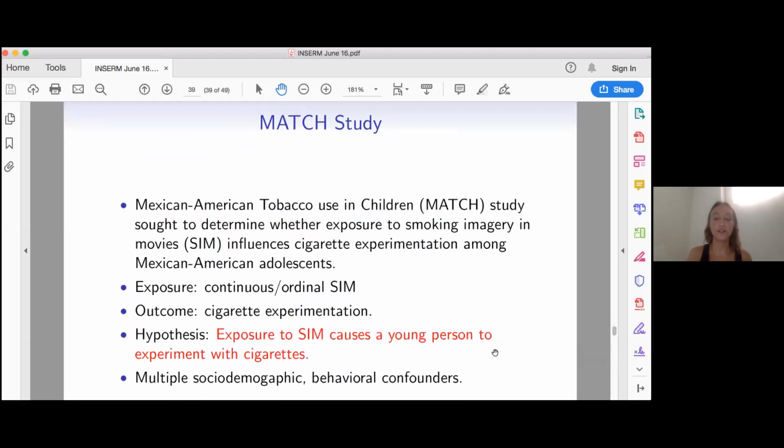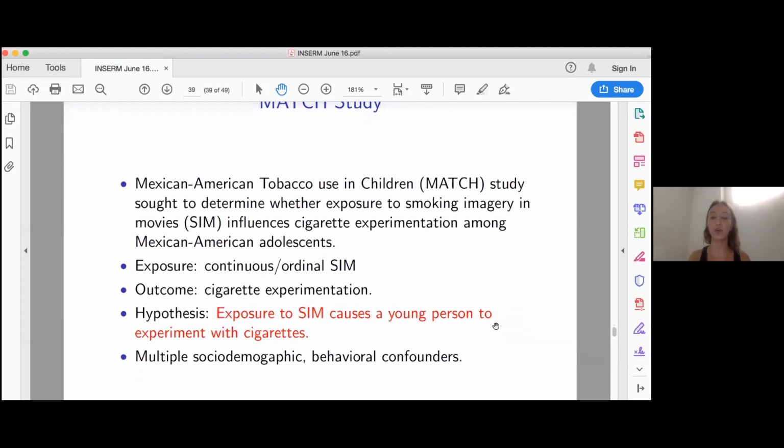So let's apply it to a large epidemiologic cohort that had an exposure that was ordinal. We have a local study at our school. It's a Mexican-American tobacco use in children study. It sought to determine whether exposure to smoking imagery in movies, SIM, influences cigarette experimentation. So does exposure to imagery cause teens to begin smoking?